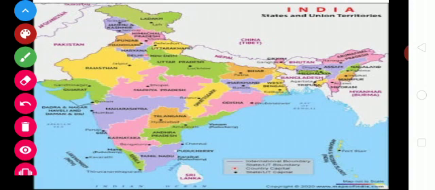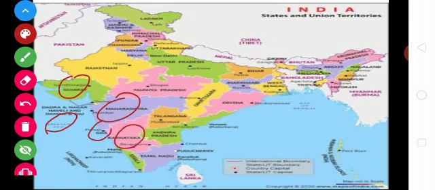And then the states that touch the Arabian Sea. Where is the Arabian Sea? It is here. The states that touch the Arabian Sea are Gujarat, Maharashtra, Goa, see the small one, Goa, Karnataka and Kerala. These are the states that touch the Arabian Sea.